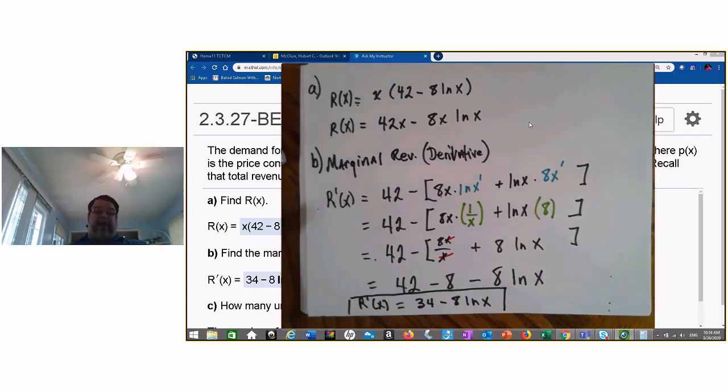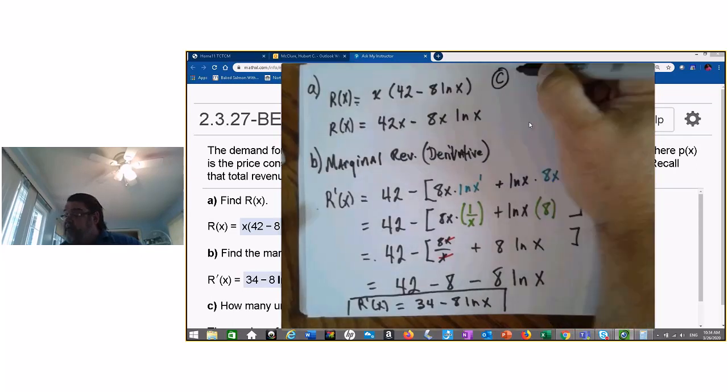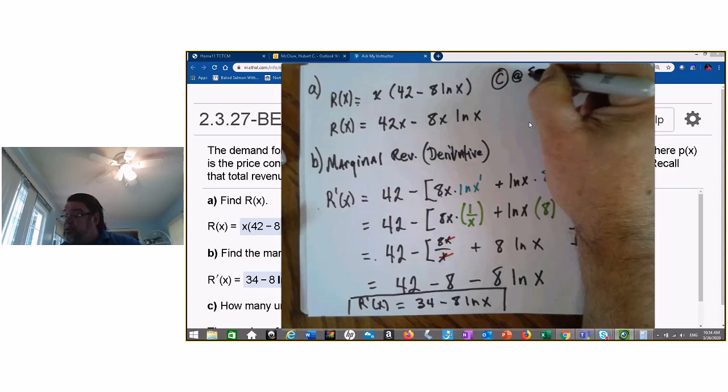And they're probably going to ask you to plug in something. How many units will be sold when you're willing to pay $40? That means 40 is equal to 34. I'll do that for you because you might have a problem there. I don't know. So I'm going to go up here, try to keep it on the same thing. So C at $40. I think it said $40.